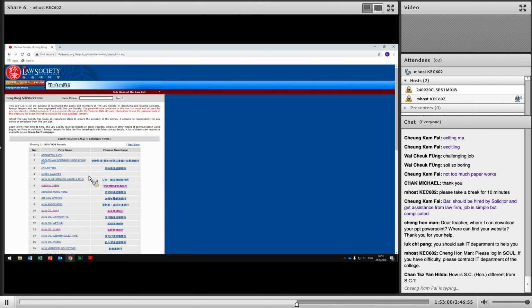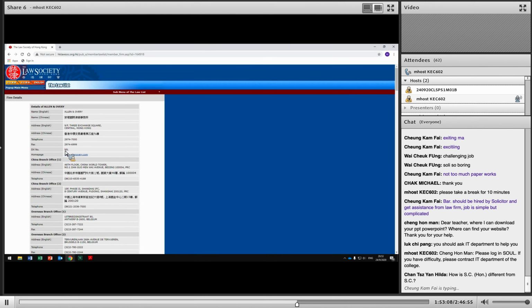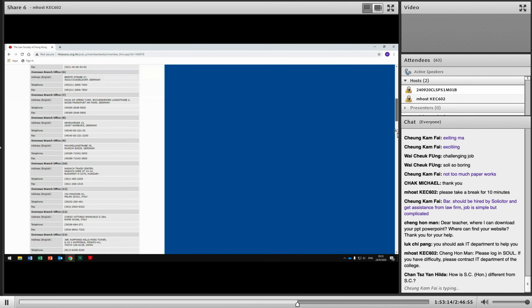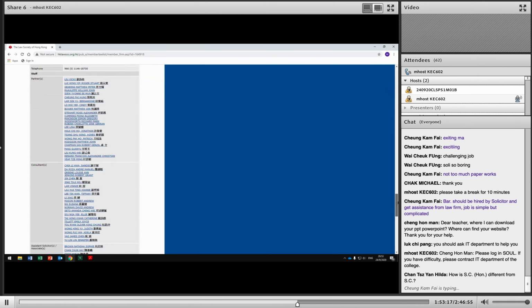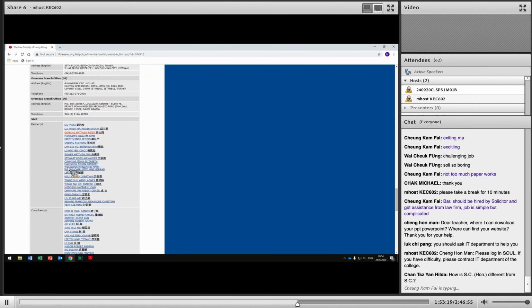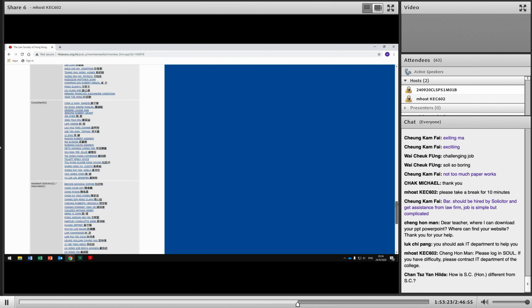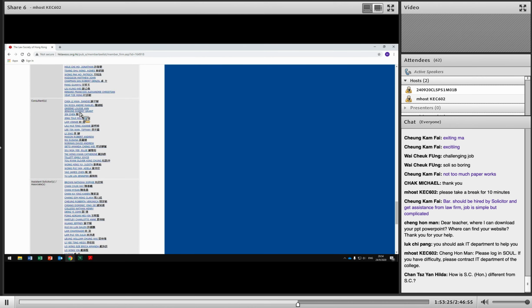For firms, you can find the list. Some are very big, some are very small. For example, Allen & Overy is an international firm. It has so many offices, okay? And also I can find they have so many lawyers. So they have so many offices, even Paula is around 20. And also so many lawyers.